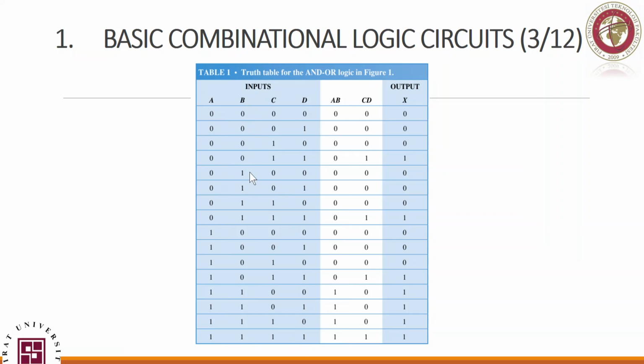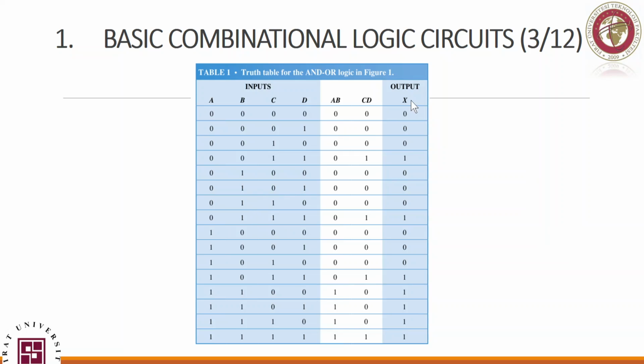Take B: 4 zeros, 4 ones, 4 zeros, 4 ones. Then C: 2 zeros, 2 ones until you reach the end. The last one, D, will take 0, 1, 0, 1, 0, 1 until you reach the end. This is the easiest way to cover all possibilities. If you want to start with 8 ones, then 8 zeros, it's up to you. But I usually start with zeros, then ones. It's like a habit. It's totally up to you. It will give you all possibilities like that.